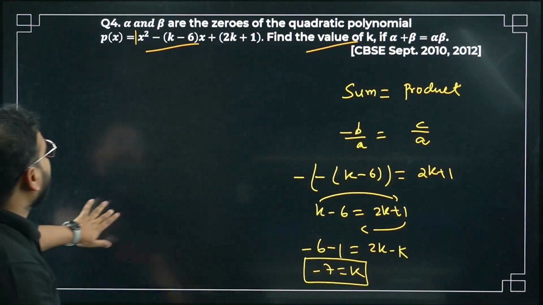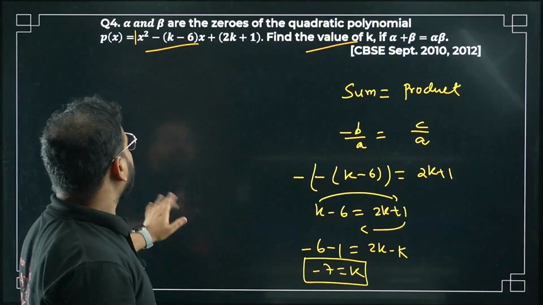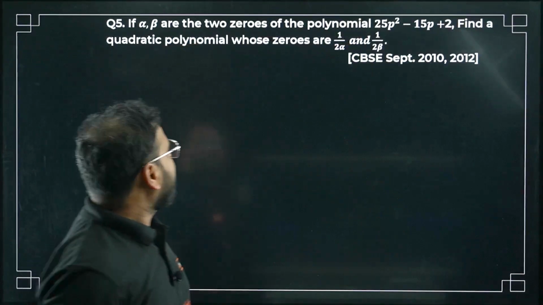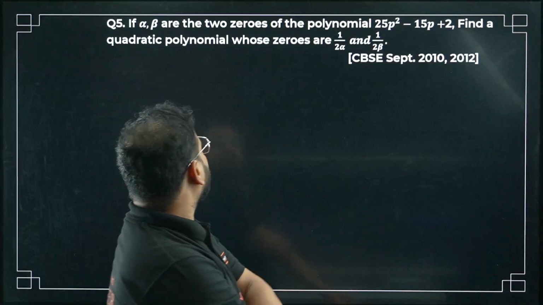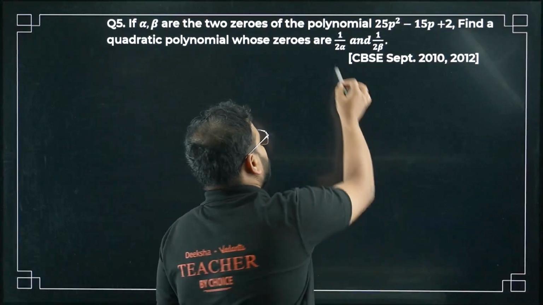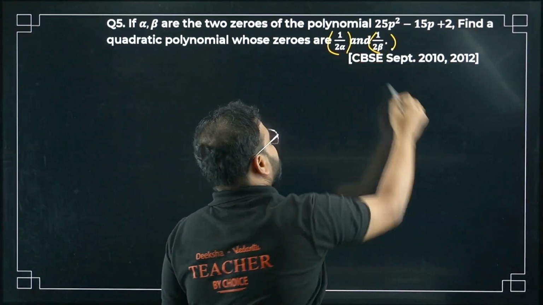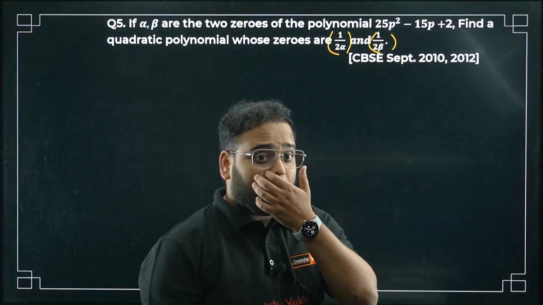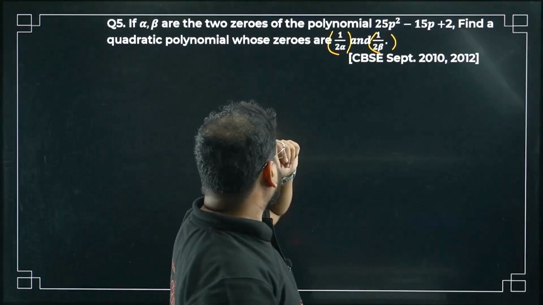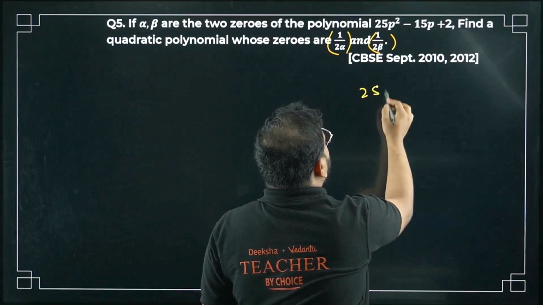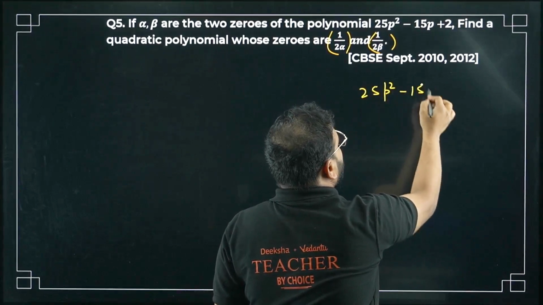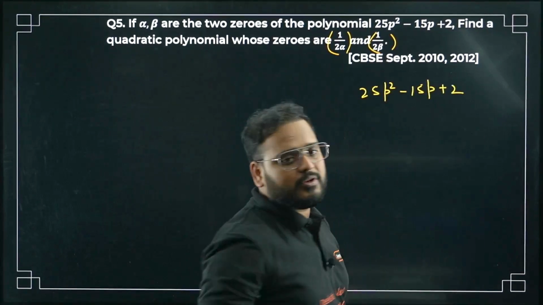So now we'll move on to question number 5. Fourth is done. If alpha and beta are the two zeros of the polynomial, find a quadratic polynomial whose zeros are given. Excellent question. How do you solve it? Alpha and beta are given as zeros. So once the polynomial is known, 25p square minus 15p plus 2, that's all we know for the polynomial.